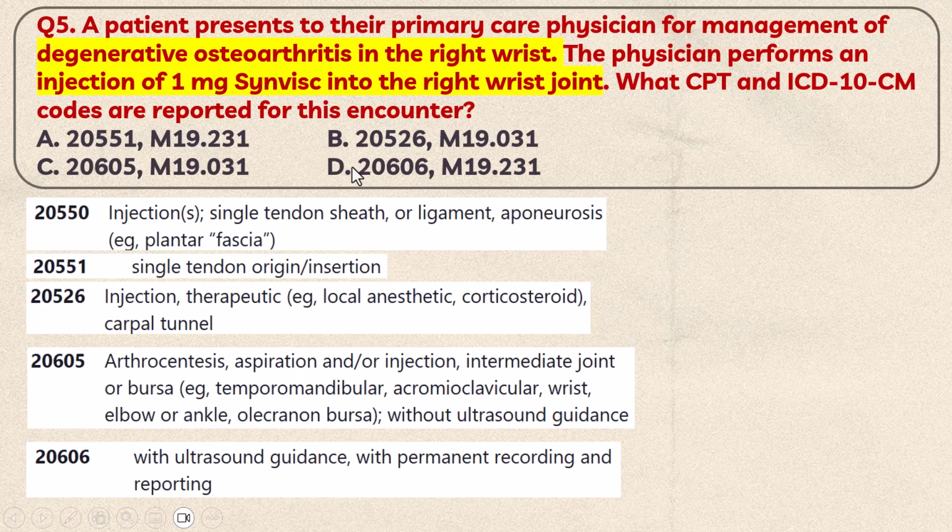So when you look at the answers, the 20605 is only used in answer C. So you can directly go for the answer, but better to confirm with the ICD-10-CM code as well. So let's find the ICD-10-CM code.